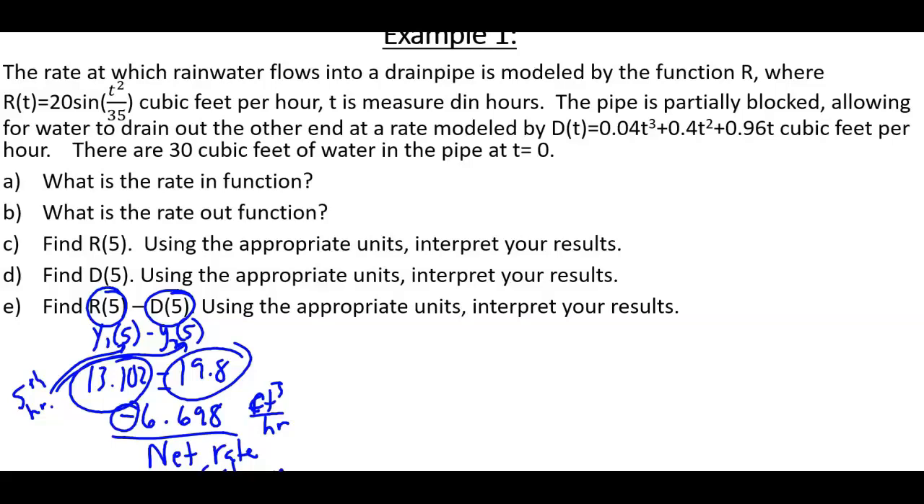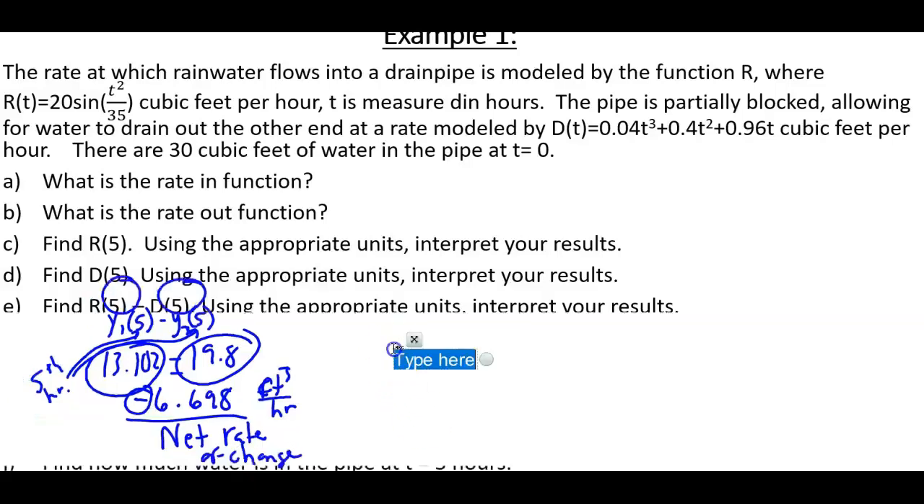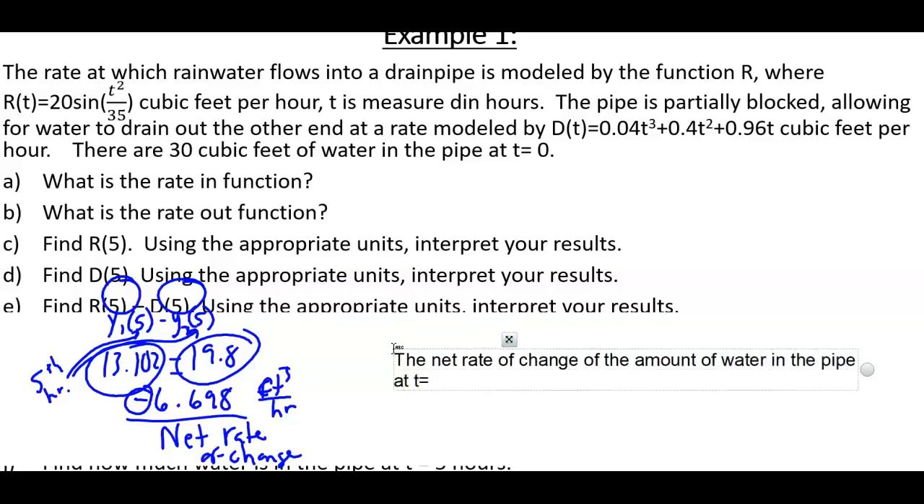So here's how we would interpret this final answer: input units, output units, as well as the context. You would say the net rate of change of the amount of water in the pipe at t equals 5 hours is negative 6.698 cubic feet per hour.